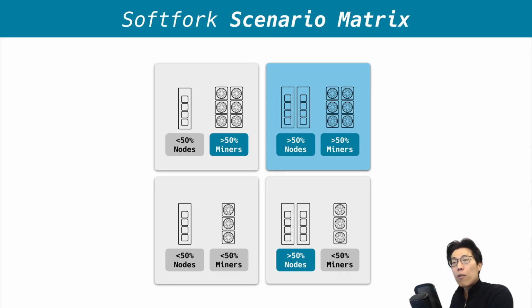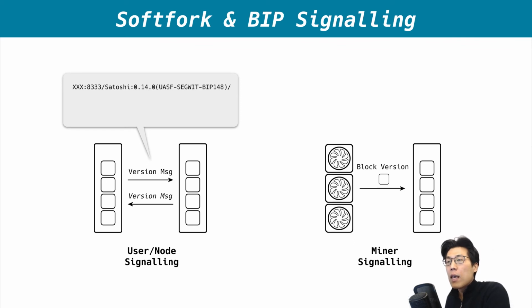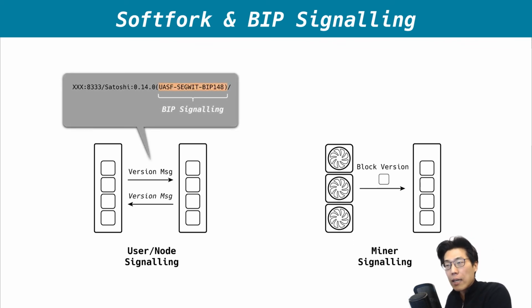In order for a Softfork deployment to be successful, therefore, it is important to know in which of the quadrants we find ourselves before the upgrade is actually deployed, and this is done via signaling. So both nodes and miners have specific ways of signaling how or whether they support an upcoming BIP, a Bitcoin Improvement Proposal. In the case of the nodes, it's done in the version message, as we see here. So we can see UASF SegWit BIP 148 is directly mentioned in the version message, and we can say, okay, that's a node that supports this BIP.